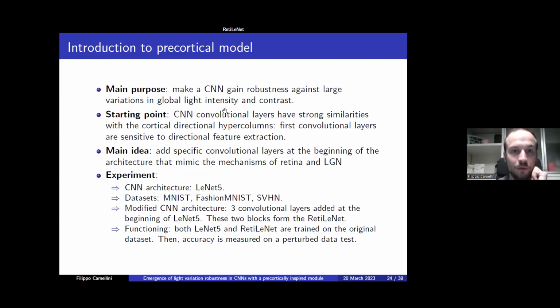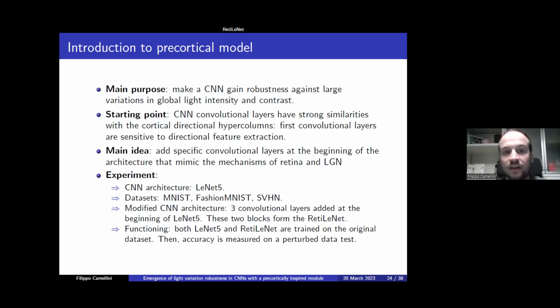I will recall the main purpose, that is to gain robustness against large variation in global light, and it is simulated by the functioning of the retina. So the main idea is to add this to LeNet5, the classical CNN architecture introduced by LeCun, in order to gain this robustness. How was this experiment performed? Both CNN architectures, LeNet5, the classical CNN, and RetiNet, the custom CNN, are trained on the original dataset. But then the accuracy is measured on a perturbed dataset.